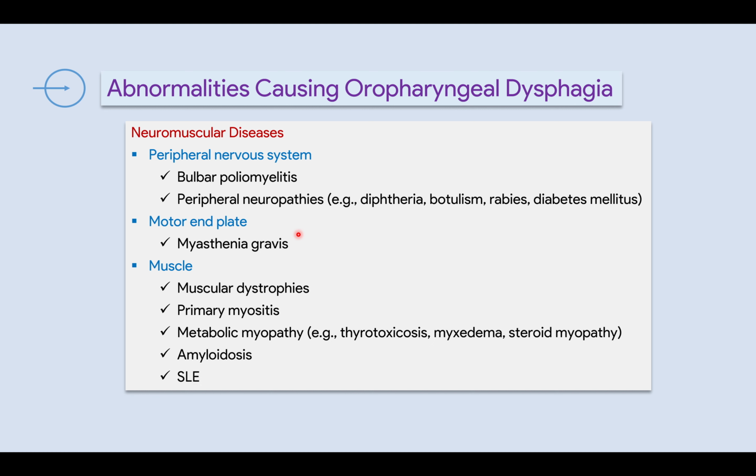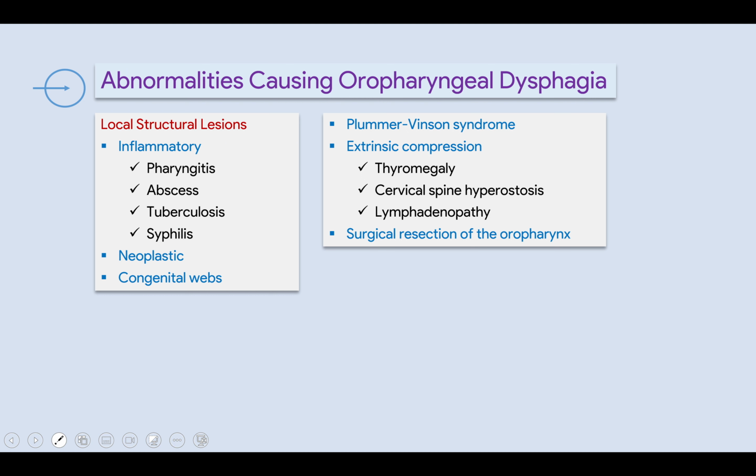Motor end plate: myasthenia gravis is an important disease which affects your muscles at the neuromuscular junction. It also can cause oropharyngeal dysphagia. As you can understand, these are all neuromuscular diseases because the oral phase and the pharynx require good coordination of the brain and the larynx and pharynx. Muscle diseases like muscular dystrophies, primary myositis, amyloidosis, SLE. These are all an exhaustive list of the diseases which cause oropharyngeal dysphagia.